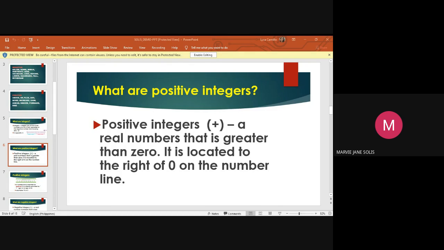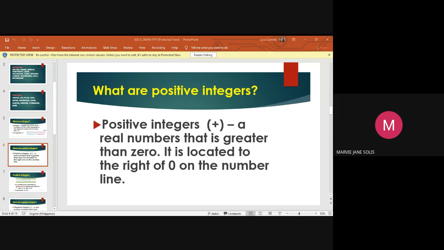On the other hand, negative integers are real numbers that are less than 0. Less than 0 means negative 1, negative 2, negative 3, negative 4, negative 5, and so on. They are located to the left of 0 on the number line. A negative integer is denoted as negative if it is directly provided with a dash or a minus sign. For example, minus 5 or negative 5, negative 6, negative 7, and so on.